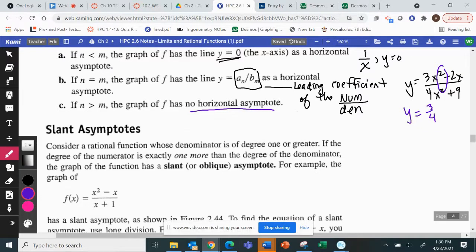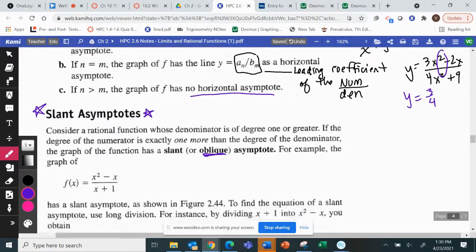There's also something called an oblique asymptote, but oblique is like the fancy mathematical mature vocabulary. We can also call it slant asymptote. It's not as fancy sounding as oblique, but it's not a vertical asymptote. It's not a horizontal asymptote. It's somewhere in the middle asymptote.